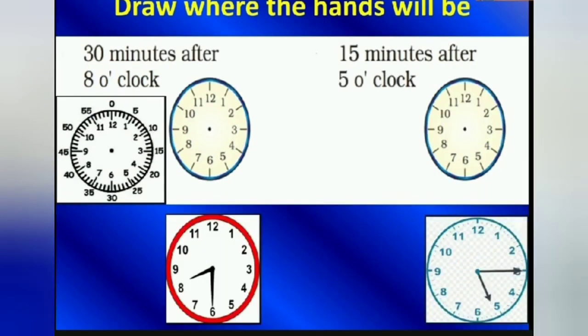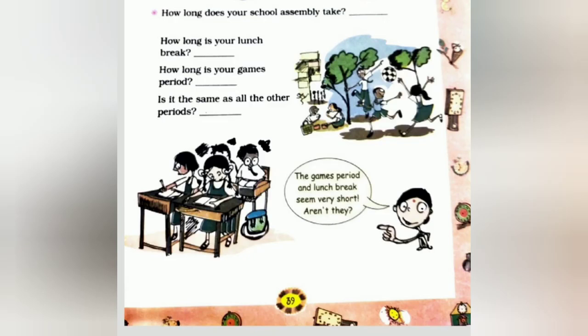In exercise B, 30 minutes after 8 o'clock. That means our hour hand will be between 8 and 9 and the minute hand will be on 6. So it will be 8:30. Now exercise D, 15 minutes after 5 o'clock. That means our hour hand will be on 5 and the minute hand will be on 3. So it will be 5:15. Draw it as shown in the picture. Draw it carefully. Now next exercise.